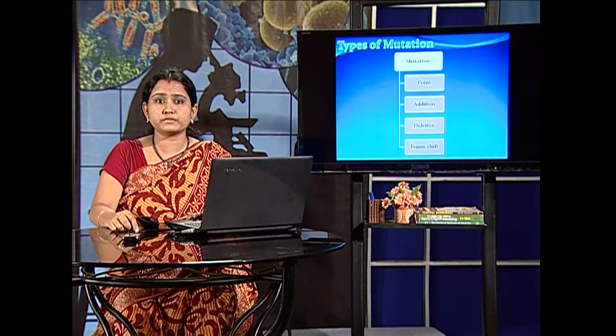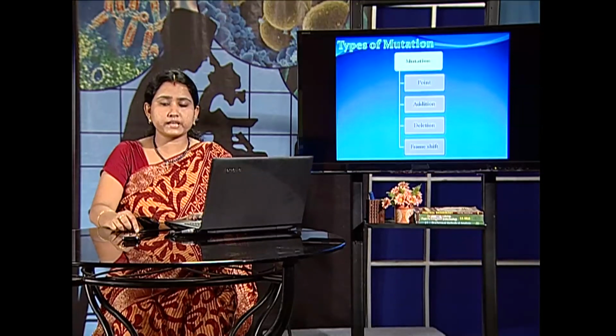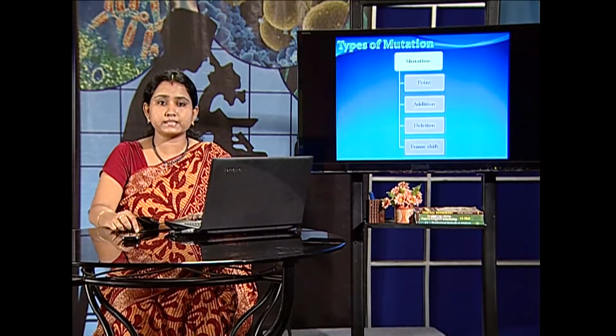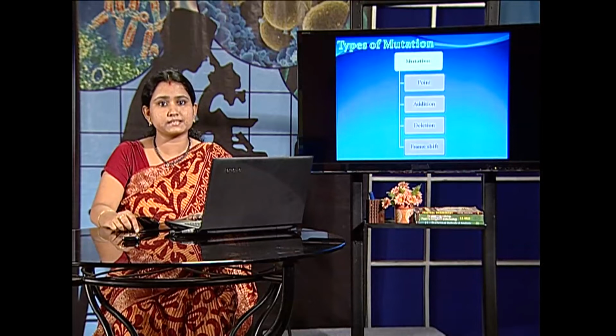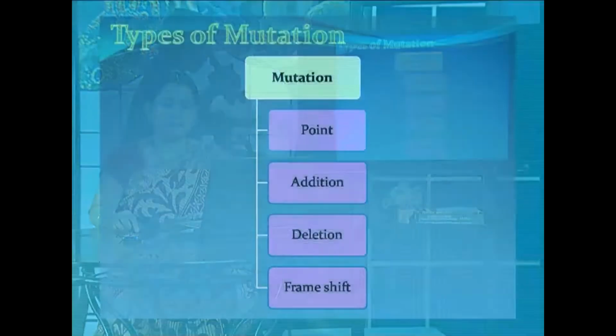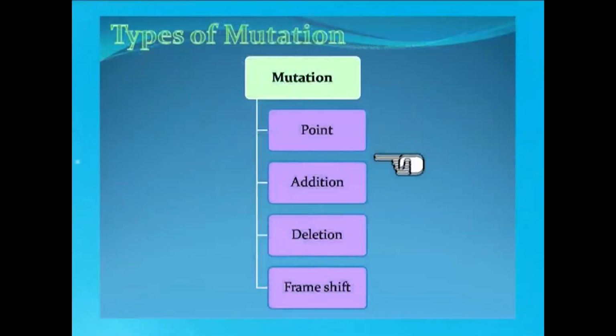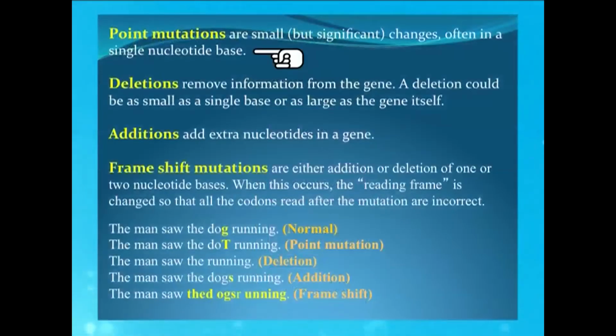Next we move on to types of mutation. Mutation can be classified into the following types according to the change it is creating in the DNA. Number one is point mutation, addition, deletion, and frame shift mutation. Now, what are point mutations? Point mutations are actually small but significant changes which often occur in a single nucleotide base.